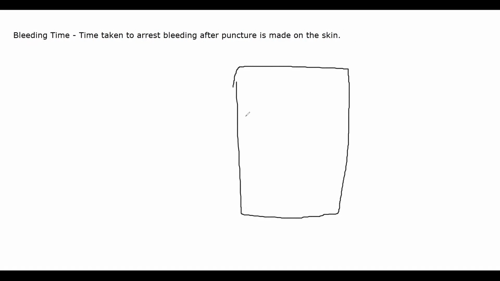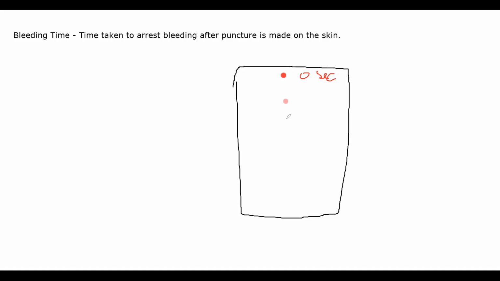Okay, this is the sheet of paper, and you start dabbing here. Okay, this is the first spot. Then next to this, you write 0 seconds, meaning as soon as you prick, you dab. Then after 30 seconds you will do it again.